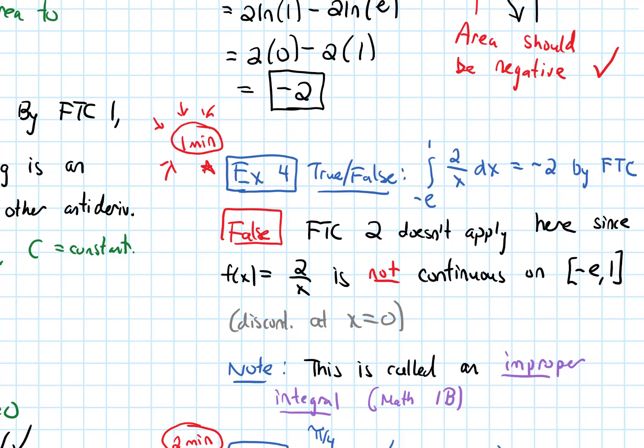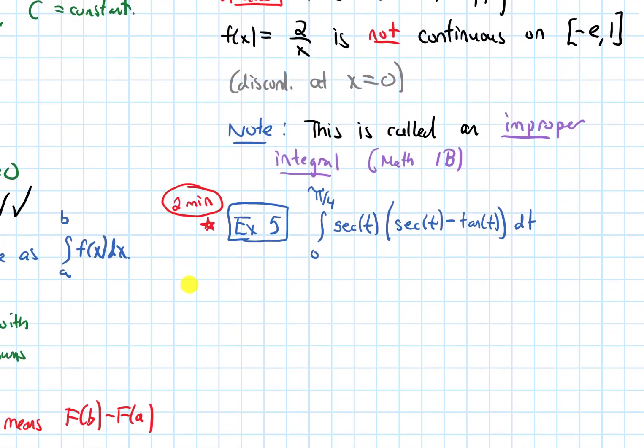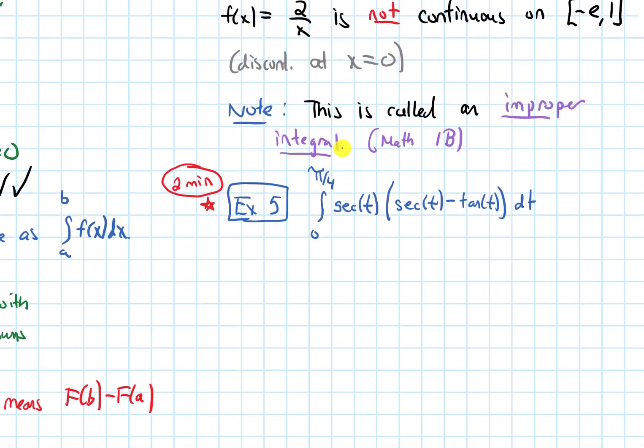Alrighty, so let's end this video with one last example. We have this integral from 0 to pi over 4 of secant of t times secant of t minus tangent of t dt. I first want to give you 2 minutes to try this. Pause the video in 4, 3, 2, 1. Pause it and try it for 2 minutes. Alrighty, so hopefully you paused it and tried it for about 2 minutes. Let's talk about it now.